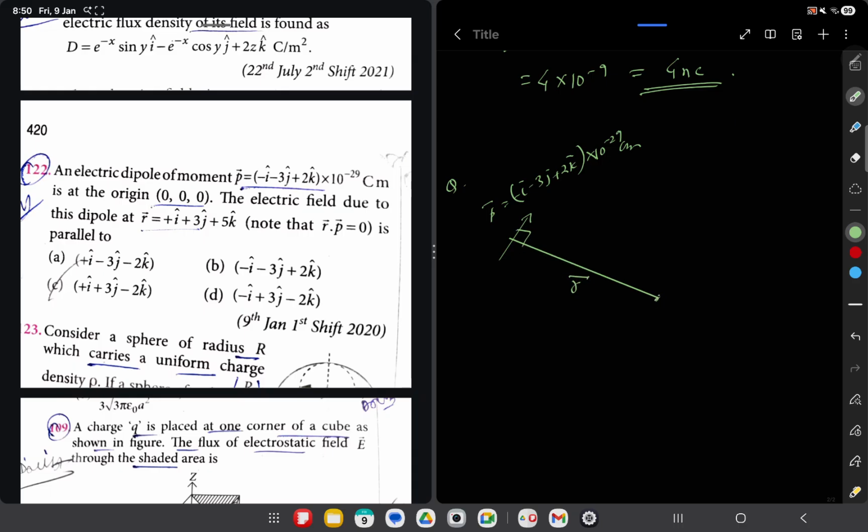So that means this is an equatorial point, and at the equatorial point the electric field is anti-parallel to the dipole vector. So if this is the direction of the dipole, the electric field will be opposite to it. So just put a minus before the dipole, and you will get the direction of the electric field. So the electric field direction will be i plus 3j minus 2k. So now moving on to the next question.